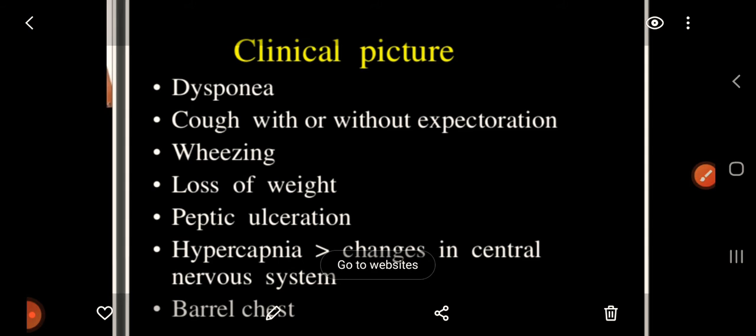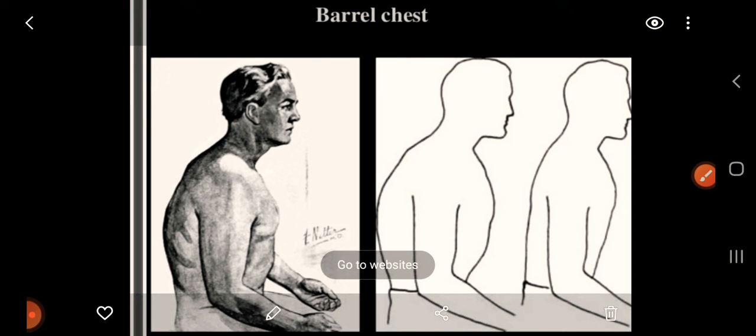Patients will present with dyspnea, cough with or without expectoration, wheezing, loss of weight, peptic ulcer, and hypercapnia, which is increased concentration of carbon dioxide in the arterial blood, which results in changes in the central nervous system, as well as the barrel-shaped chest. So here is the picture of the barrel-shaped chest.